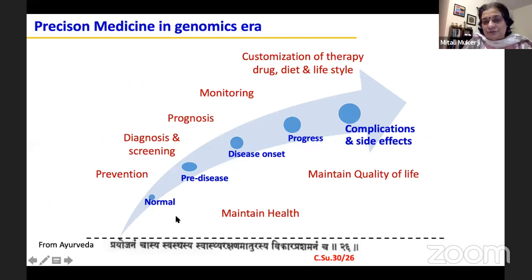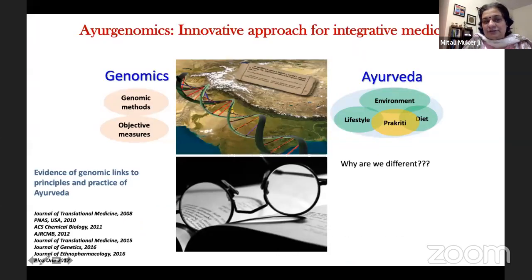And in our institute, for the last 20 years, we've been asking what is the basis of this precision medicine in Ayurveda, and can we actually use genomics to integrate these two sciences together and try to understand how Ayurveda people treat people in a customized manner, and can we integrate it with modern genomics? So this is a new area of research which we have initiated in the country. It's called Ayur Genomics.